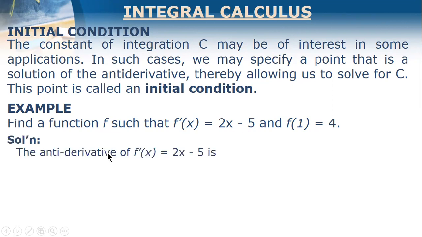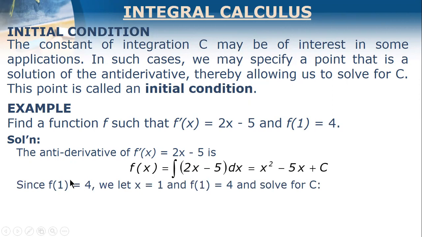The antiderivative of 2x minus 5 we get by integrating. The integral of 2x minus 5 dx is x squared minus 5x plus C. This is the antiderivative of the derivative 2x minus 5. So how are we going to solve for C, the constant of integration?